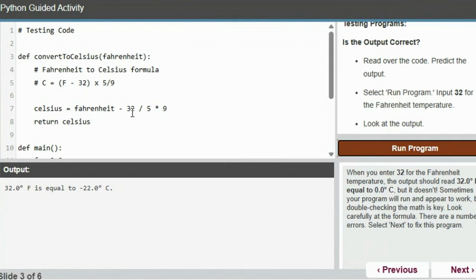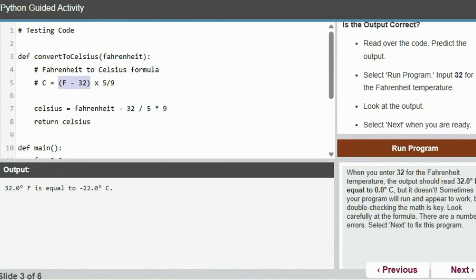If you look at the formula carefully, they need some parentheses. See, you should have the subtracting 32 in parentheses, but order of operations, it does things differently. Not to mention theirs is dividing by 5 times 9. So it's dividing by 45 instead of multiplying by 5/9. It's just a bad program.